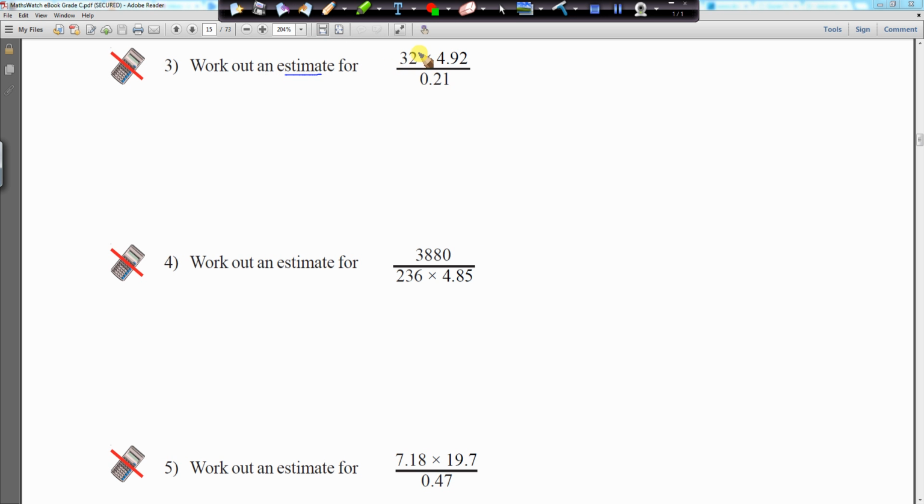What we're going to do is round these numbers off to nice, what I call chunky numbers. So 32 will be rounded off to the nearest 10 to give us 30, because it's closer to 30 than 40. 4.92, we're going to round to the nearest whole number. That'll give us 5.